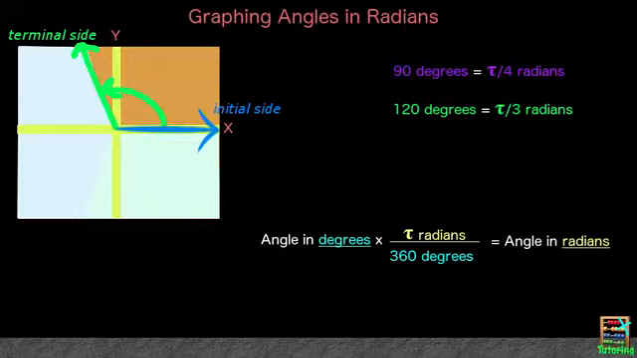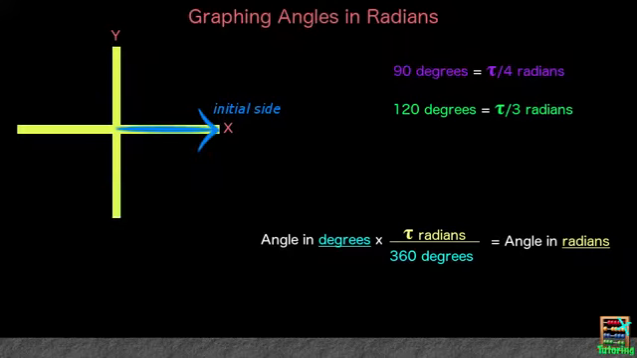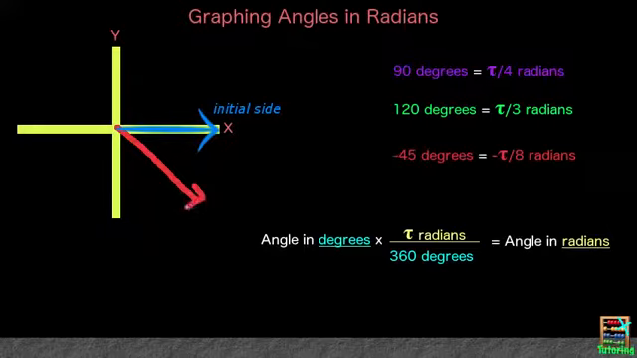Alright, we also graph negative angles by first starting out at the initial side, but moving clockwise to our terminal side. In this example, our angle is given as negative 45 degrees, which is negative tau over 8 radians. You can use either method to figure out where this angle is, but I think you already know that tau eighths is half of tau fourths. So starting at our initial side, we move here to the terminal side.